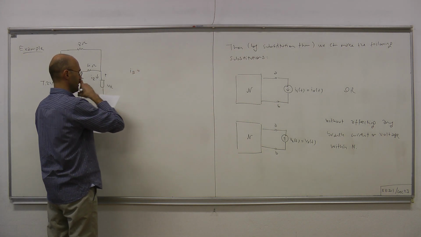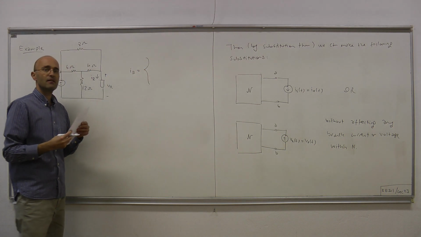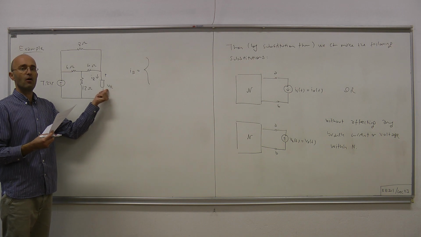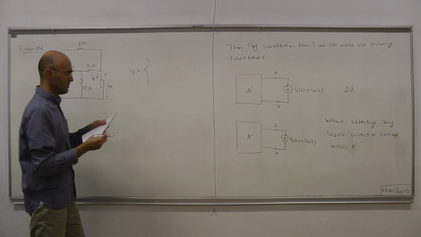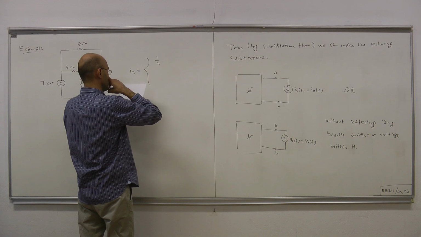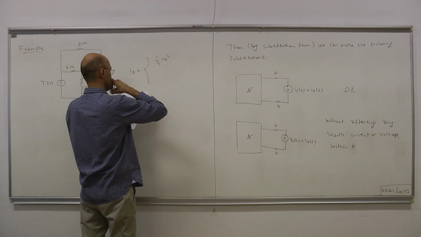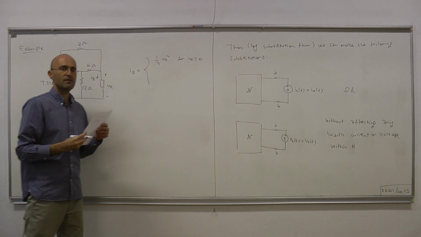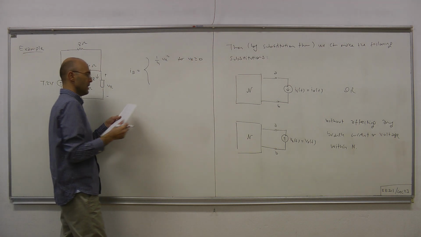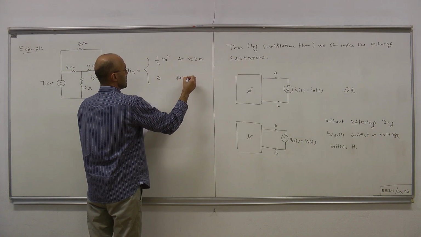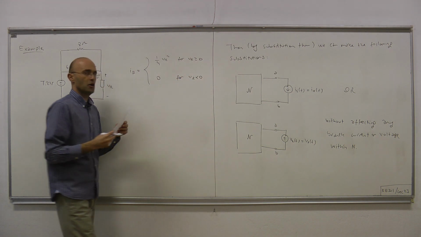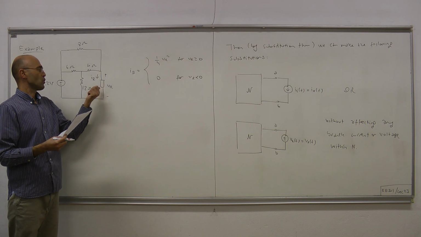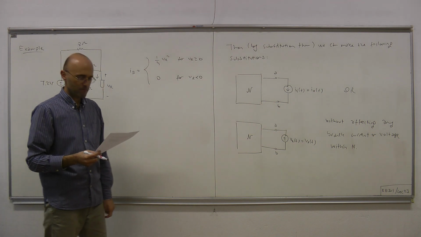The relation between those two variables, the current and the voltage, or the IV characteristic of the nonlinear component, is given as 0.25 V_R squared for positive voltages and 0 elsewhere. That is, for negative voltage, this component behaves like an open circuit.